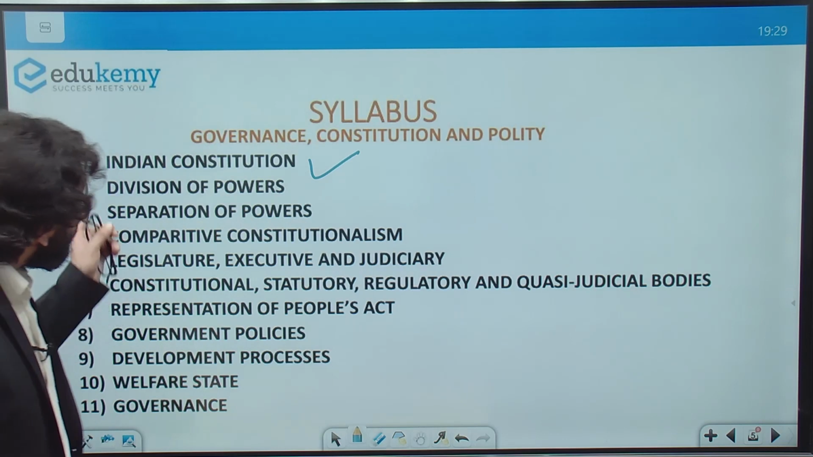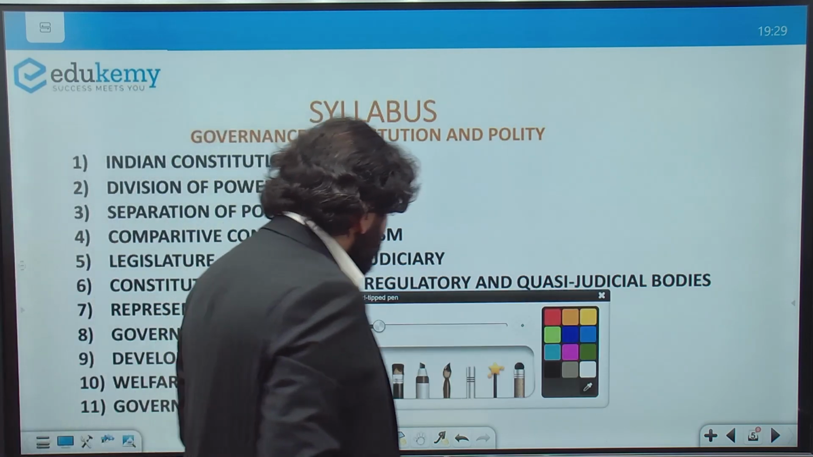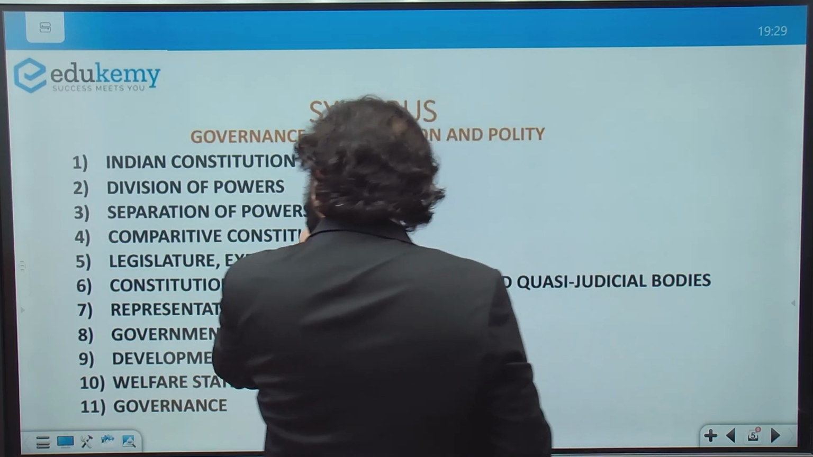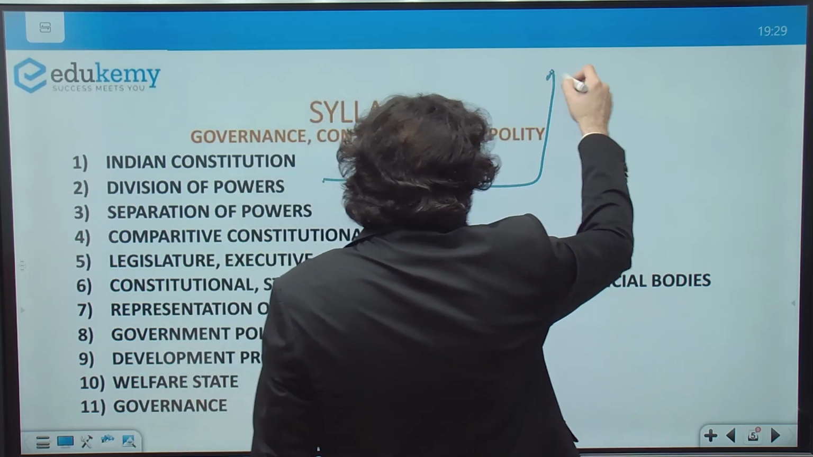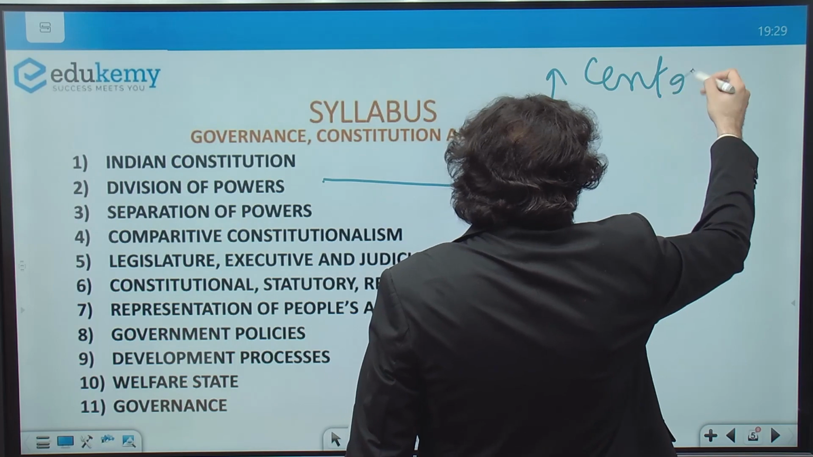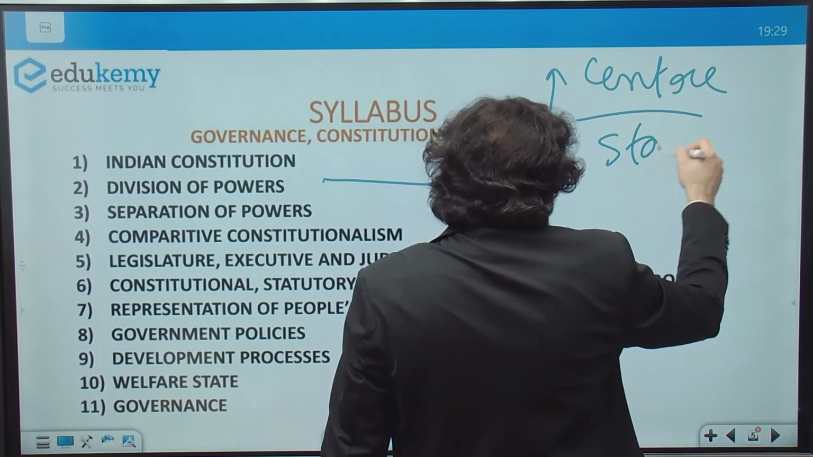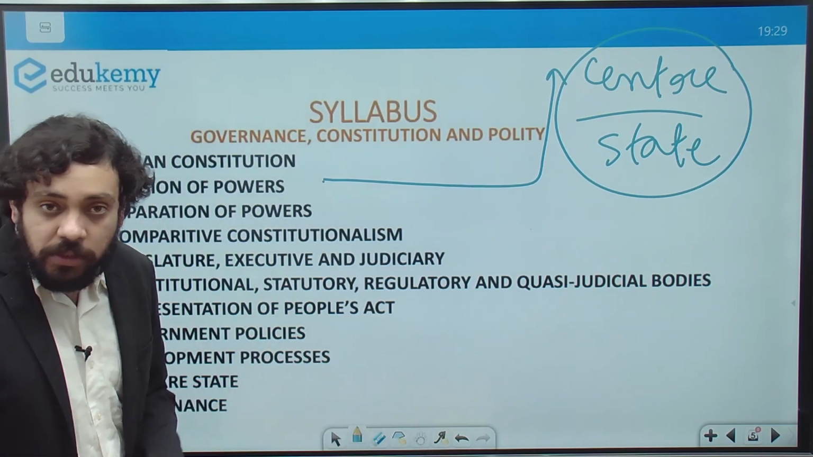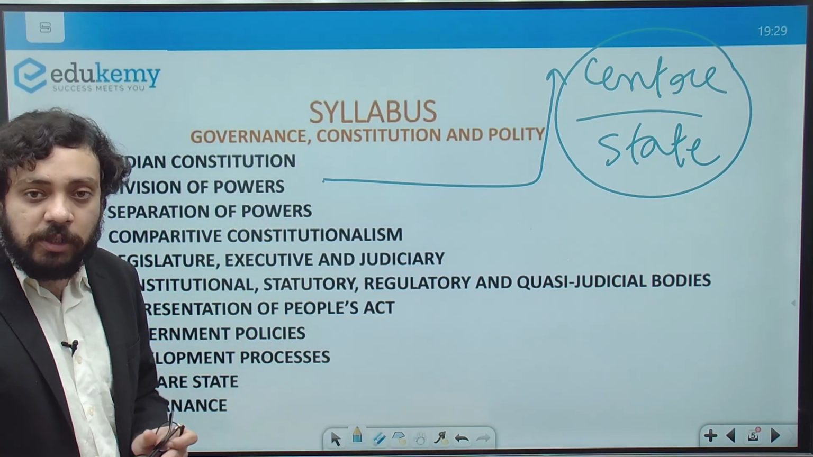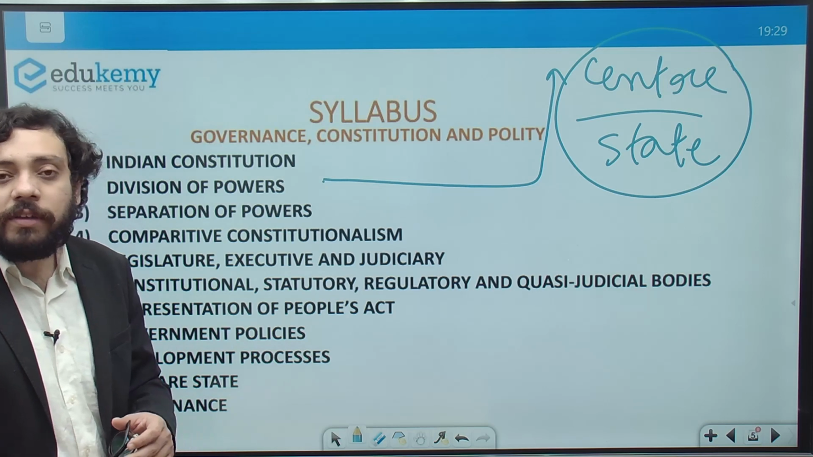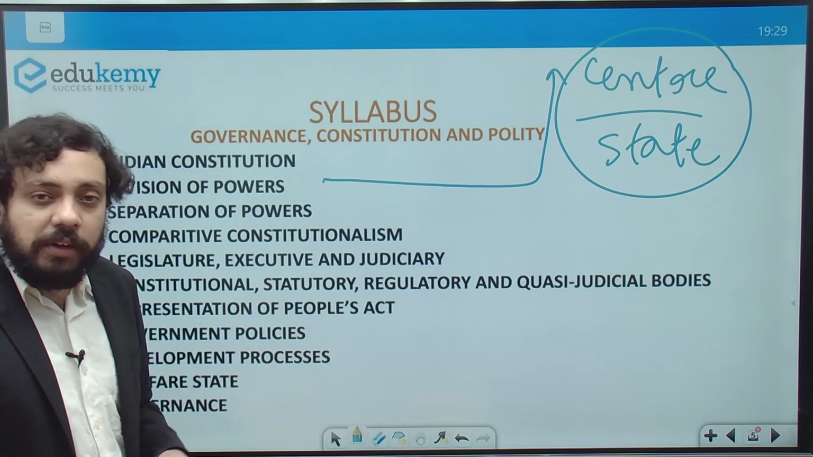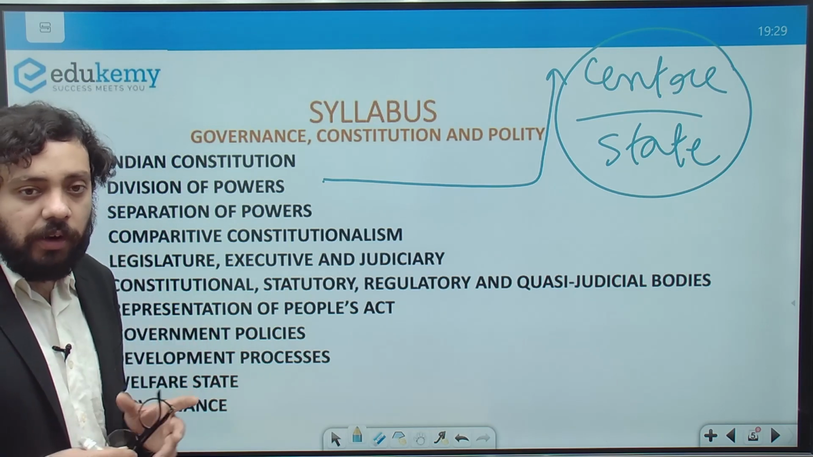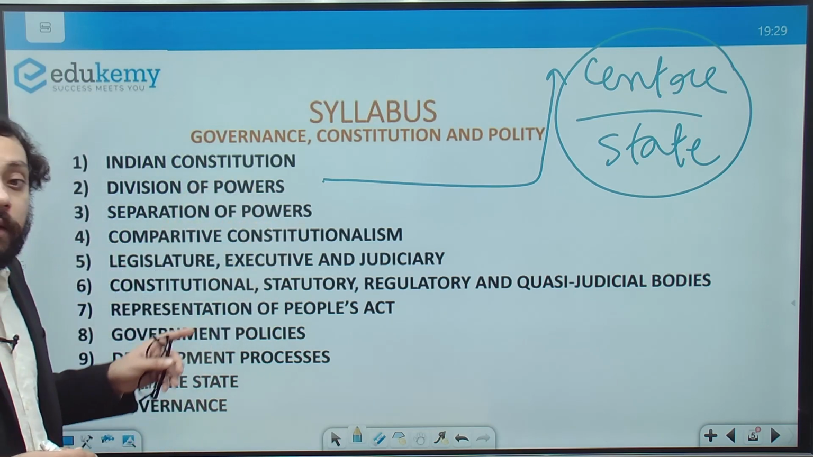What is the second part? The second part is the division of powers, or in detail we can call it the part of the syllabus in which all the questions regarding the center and the state relationship are asked. For instance, if there's a question on federalism, or a question on the distribution of funds between the center and the state, or a question on, let's say, the disputes arising out of misunderstanding in the GST, etc. All of this will be covered under the center and the state.